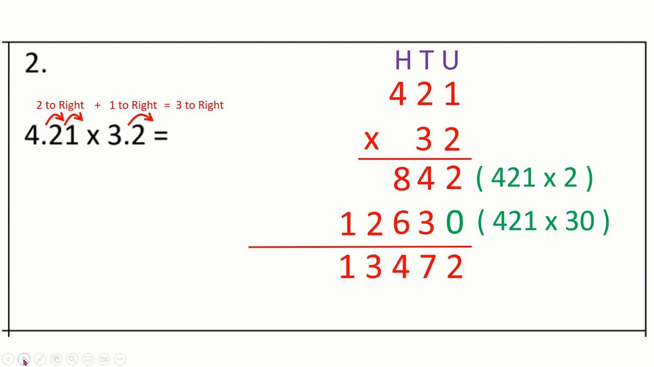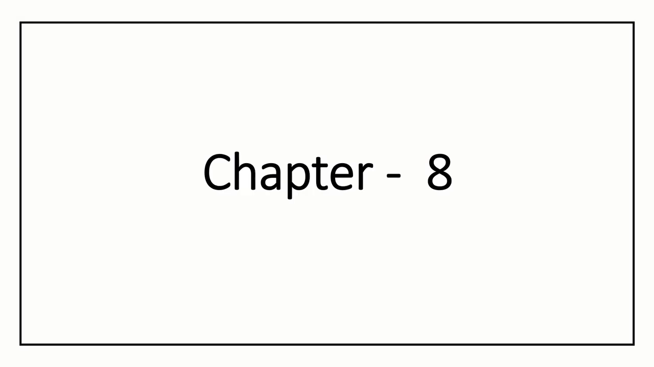Add the 2 lines together, you get 13,472. Now that answer is 1,000 times too big. So we've got to make it 1,000 times smaller. We take our decimal point 3 places over to the left. 1, 2, 3. So our answer is 13.472. And now for our final chapter, multiplication of decimals when you've got 4 decimal places.